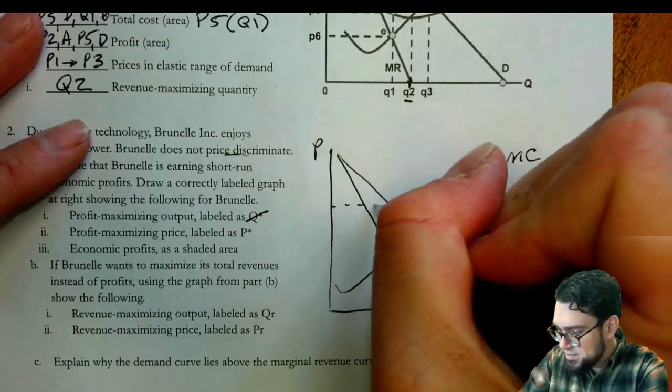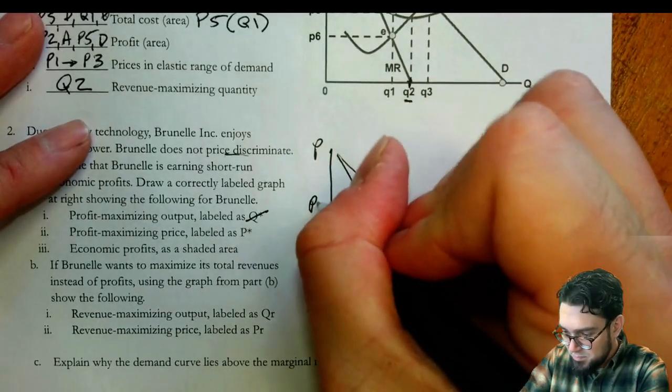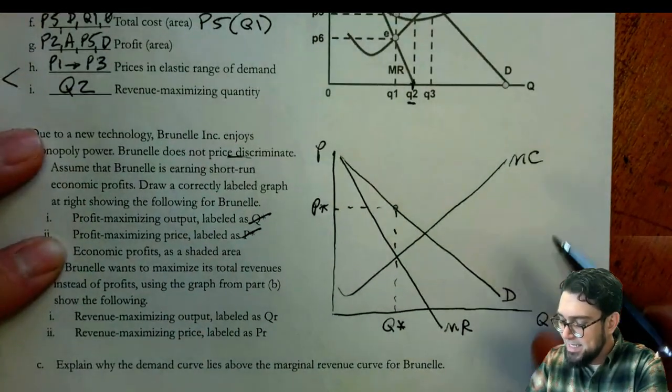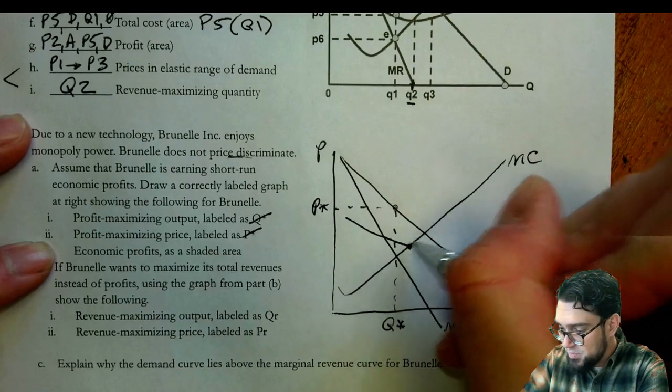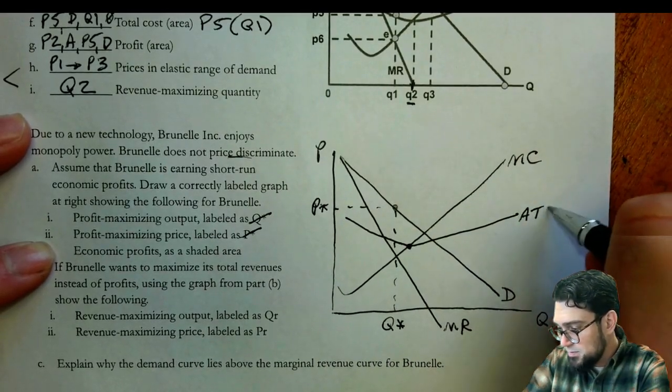And we're going to label P star from the demand curve. P star tells us that. And now we do need to put an ATC in. So I'm going to put mine here, hit that minimum at marginal cost, and come back out.